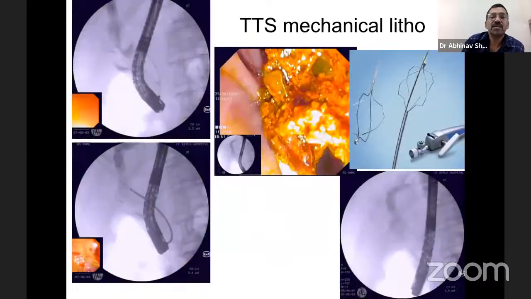Now, this is an example of through-the-scope mechanical lithotripsy. You can see in the lower left panel, a metal sheath is being advanced through the endoscope, and we can see the stones being crushed, and the stone can be taken out using this technique.